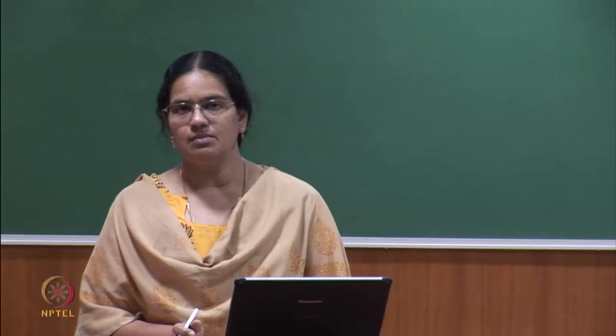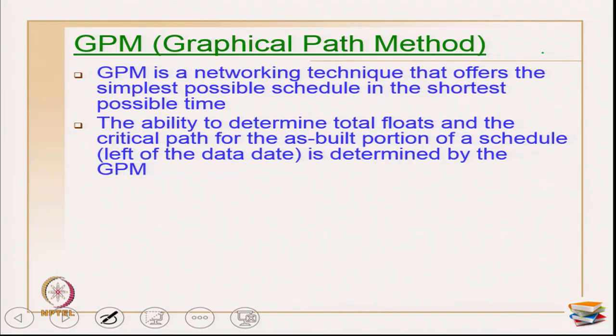Okay. GPM is a method which helps you to analyze the as-built portion and helps you to identify the float places, drifts and so on. Okay. Where are the buffers available, what has happened. So it helps you to analyze where any mistake has gone and so on. Okay. That is the primary advantage of using a GPM. The ability to determine total floats and the critical path for the as-built portion of a schedule, primarily the left of the data date.